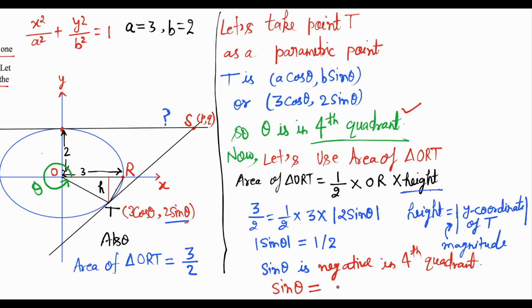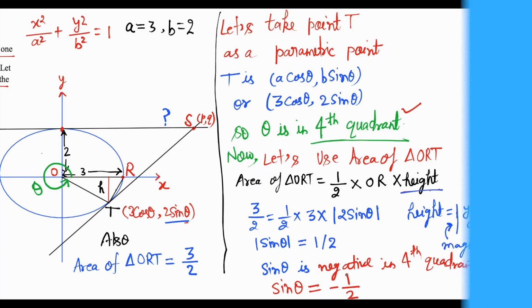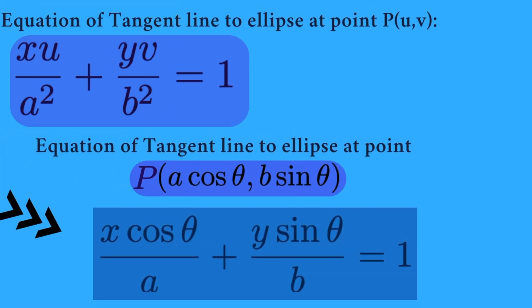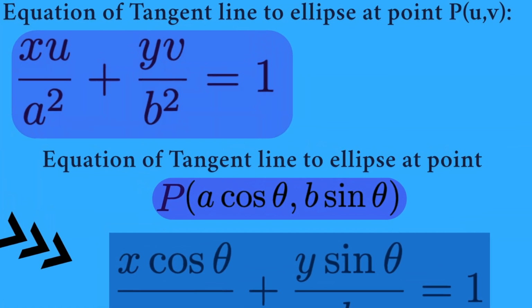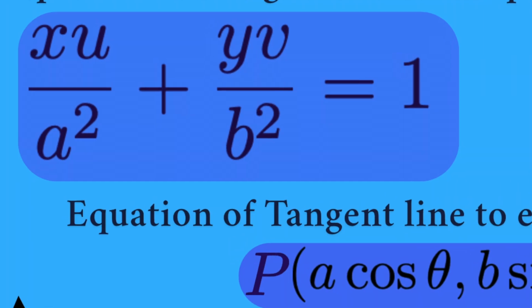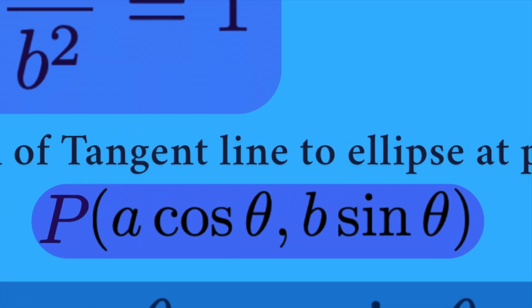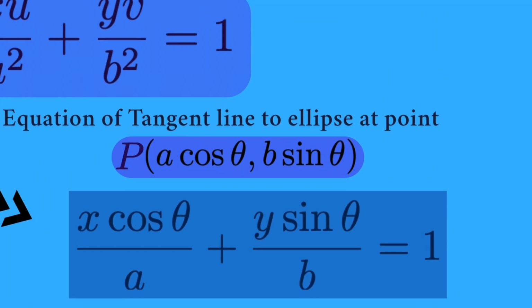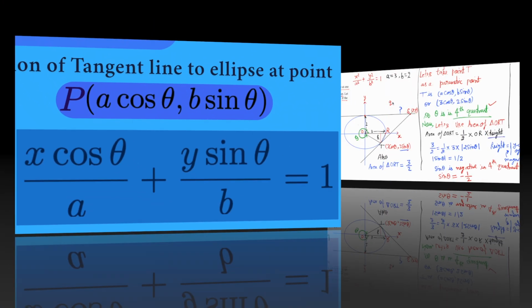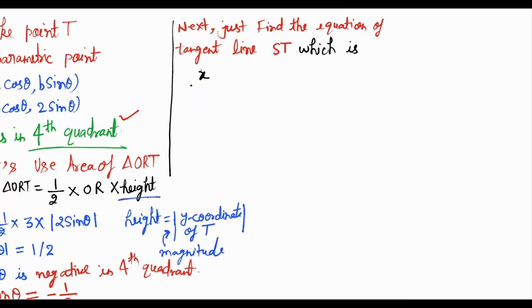Before moving on, let's see what the standard equation of a tangent to the ellipse is, and then we will calculate the equation of tangent line ST. A tangent line equation at point P having coordinates (u, v) looks like this, and if we take point P as a parametric point, then the equation of the tangent line becomes x cos theta by A plus y sin theta by B equals 1.